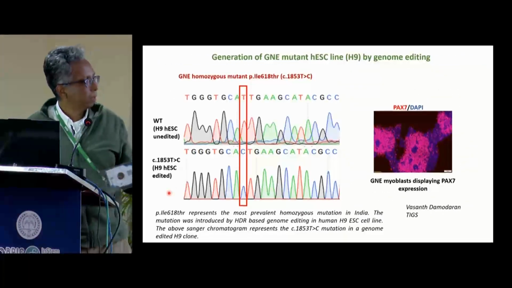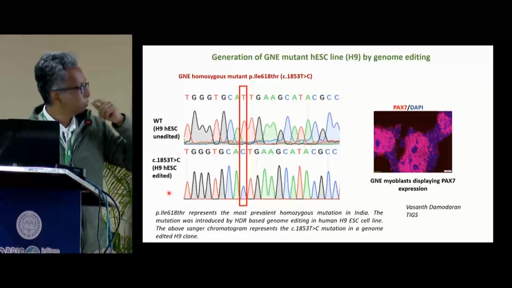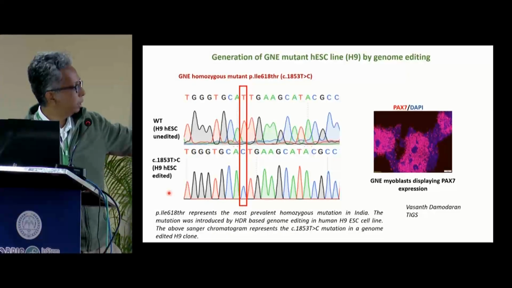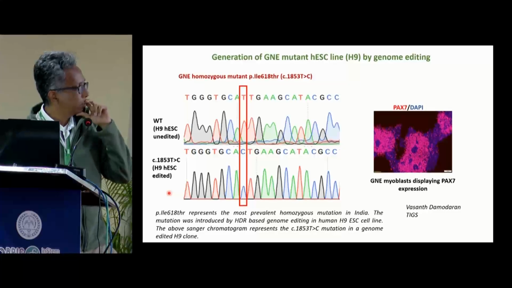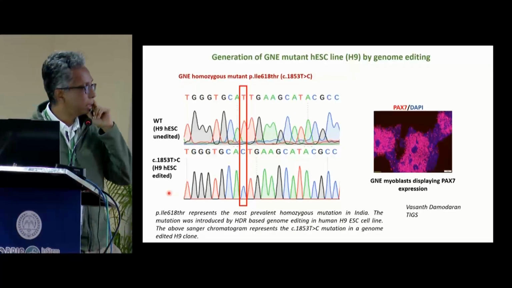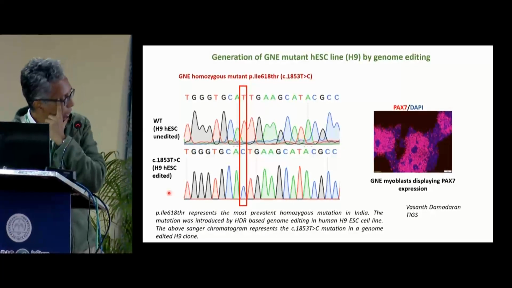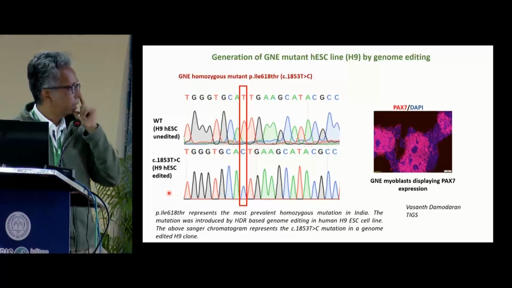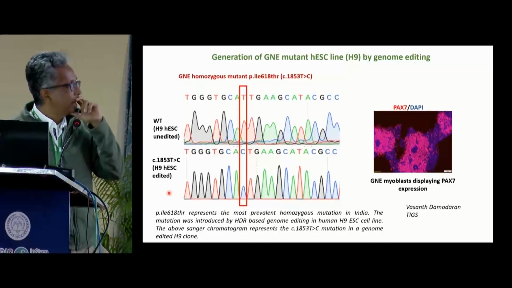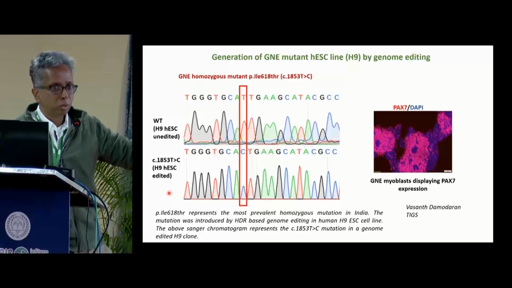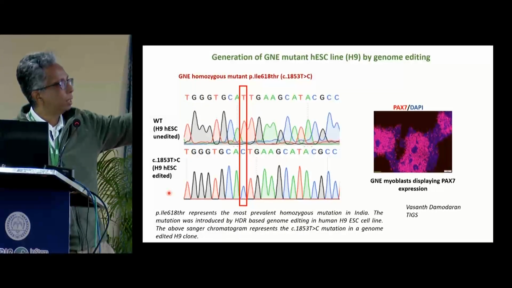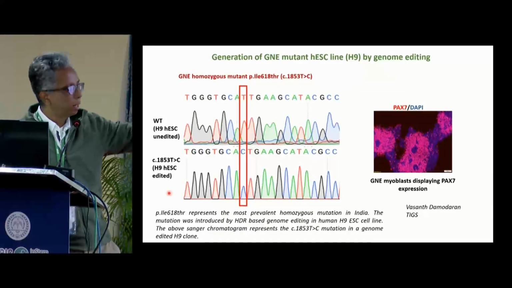And Vasant has now created one of the mutations, the ILE618THR, which is apparently one of the most prevalent mutations in India, in H9 human ESC cells. And now we also have a doxycycline-inducible PAX7 model there. So we have come to the point where we can efficiently start making myoblasts from these mutated HESCs.